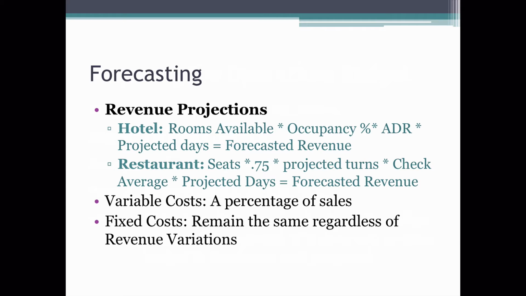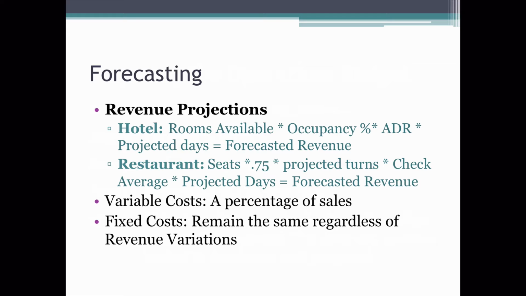So first thing we need to do is look at a restaurant, and the main difference in forecasting for restaurants and hotels is how we project our revenues. So for a hotel, we have rooms available times occupancy percentage multiplied by ADR, which is average daily rate, or the average selling price of a room. We multiply that by our projected days, which is usually 365 days, because we're usually doing annual budgets, and that gives us our forecasted revenue.